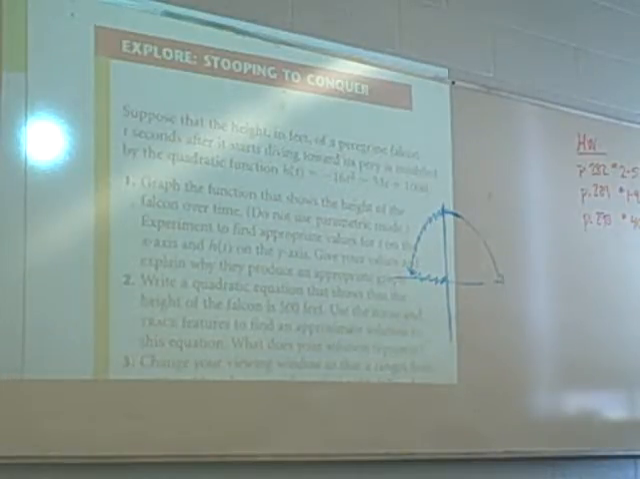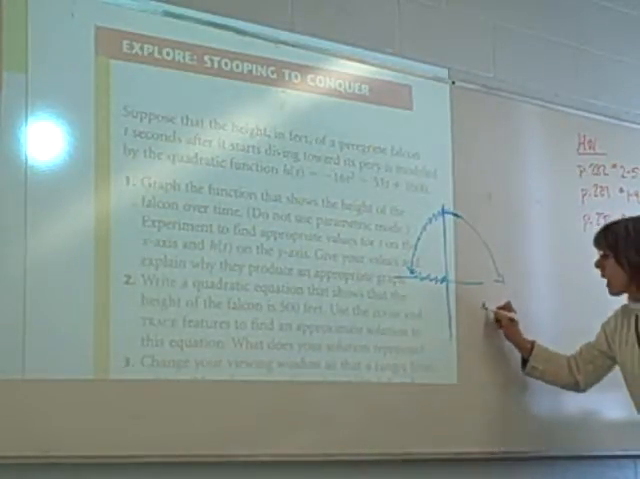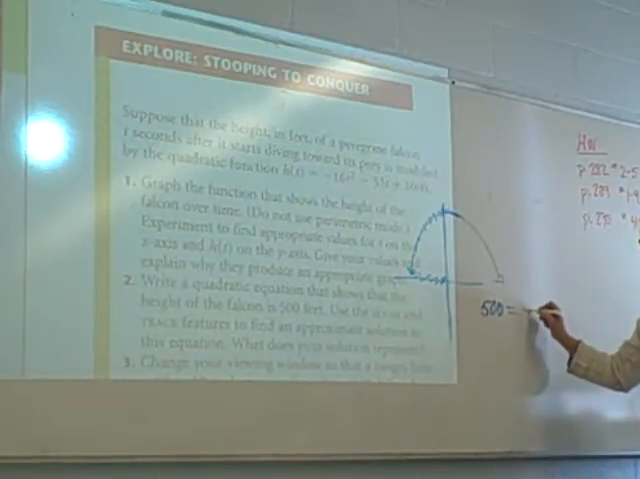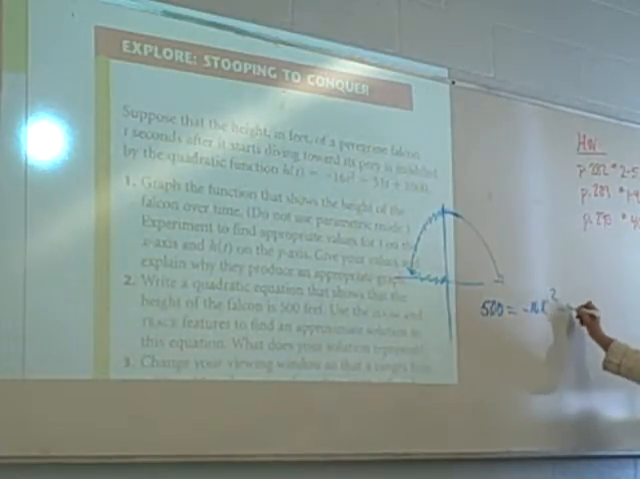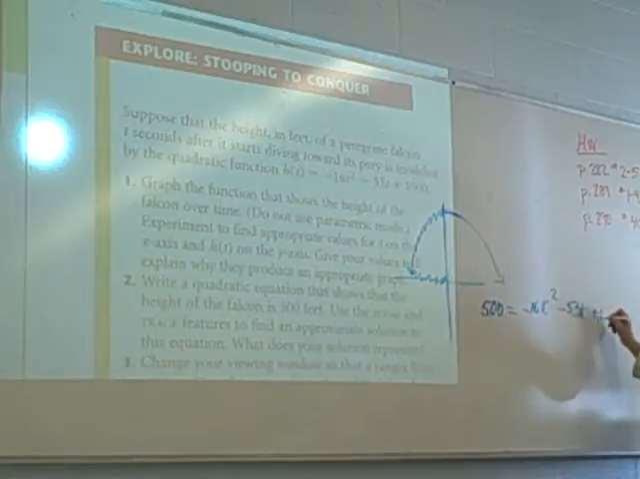How did you do the 500? We're working on number 2. Write a quadratic equation that shows the height of the falcon is 500 feet. Oh, I just put in y equals 500. So that makes a line. What would the equation be? Remember, we're saying that 500 equals negative 16t squared minus 53t plus 1,000.